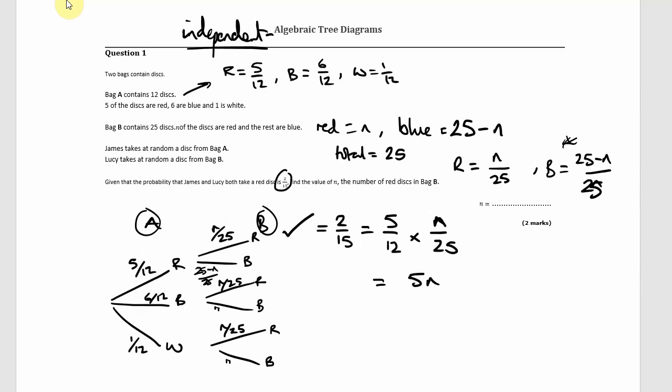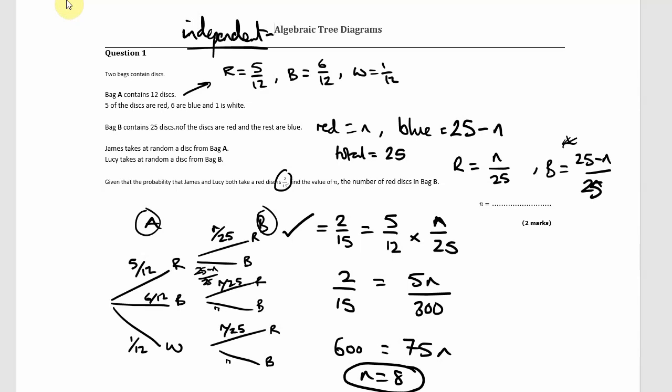So we have 5n over, well, I'm going to have to do this decent calculation, so I'm going to get my calculator out. 12 times by 25 is 300. And that equals to 2 over 15. So I'm going to times over by 300 times over by 15, so a bit of cross multiplying. You can do this in more steps if you want to. And then I'm going to divide, so n equals to 8.